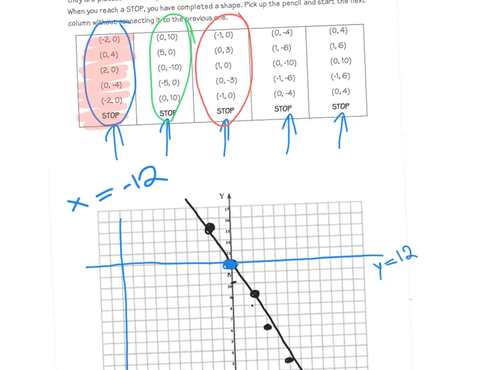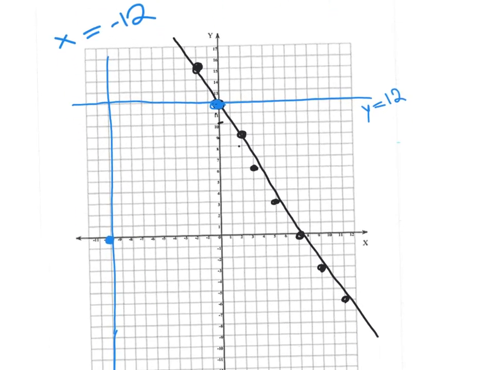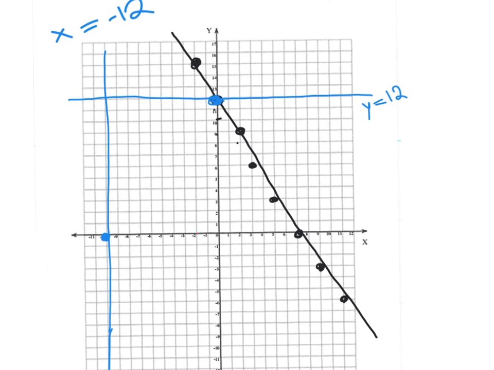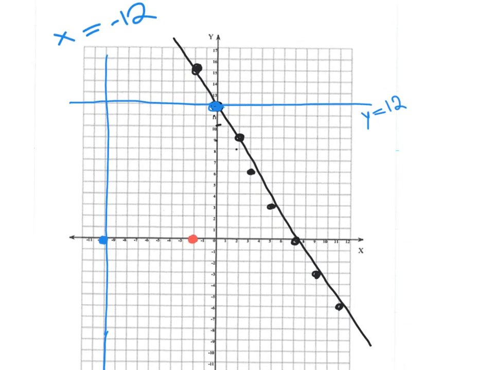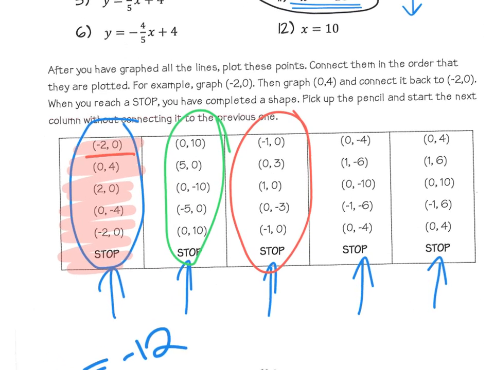So my first point is (-2, 0), so I'm going to go left 2 and then up or down 0. So that's going to be right here, left 2, up or down 0. Okay, just stop after you've graphed that point. Check them off as you go.